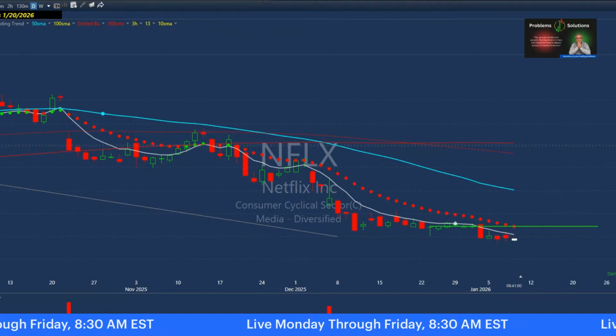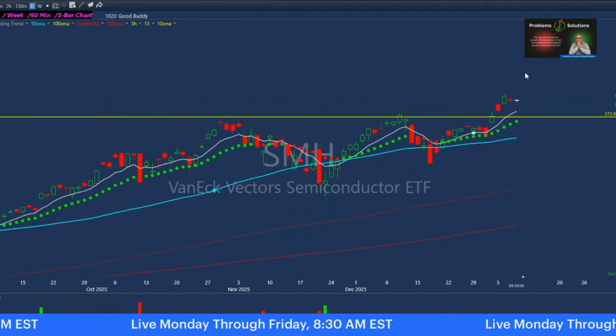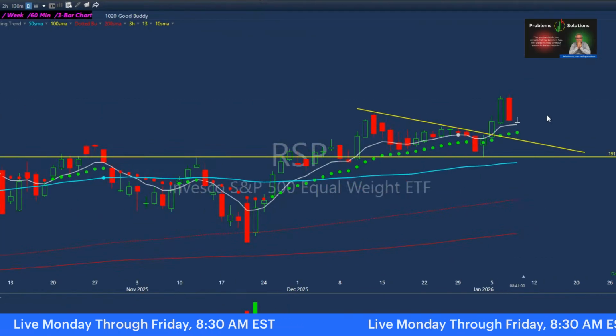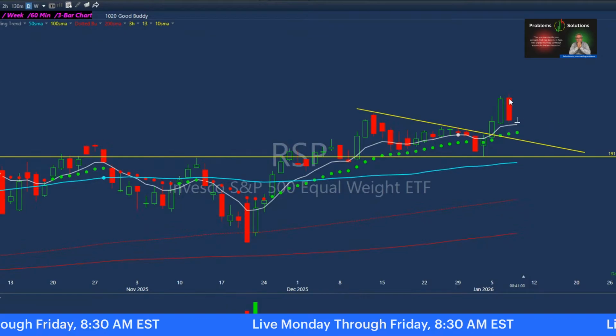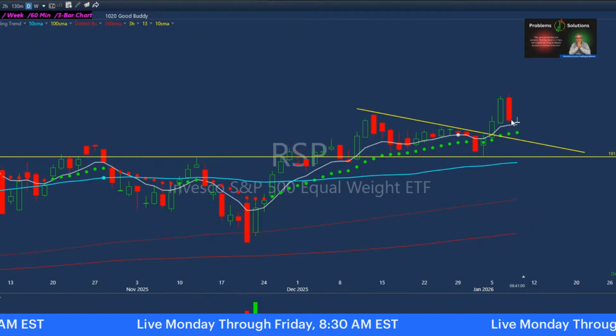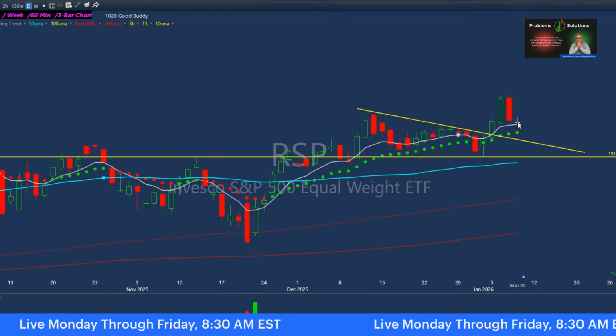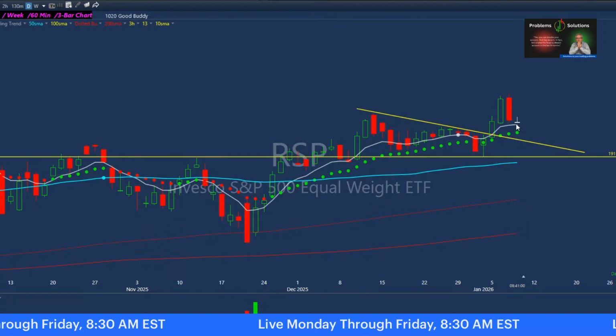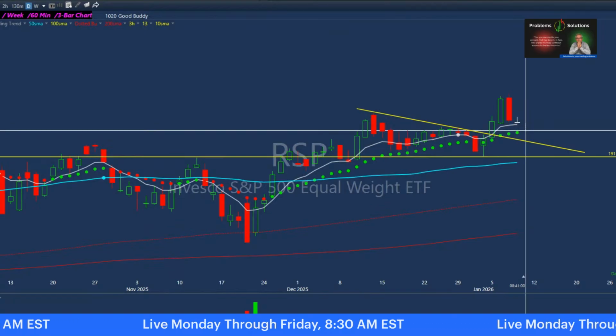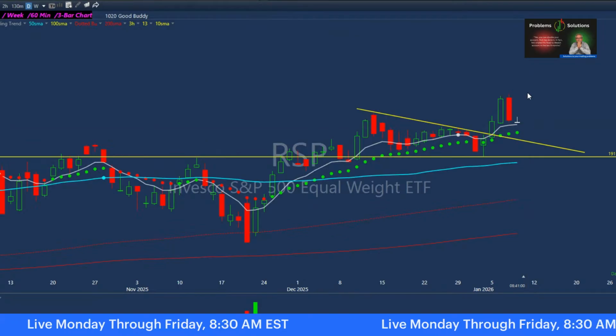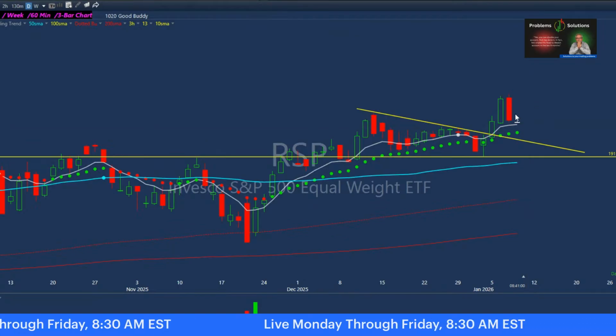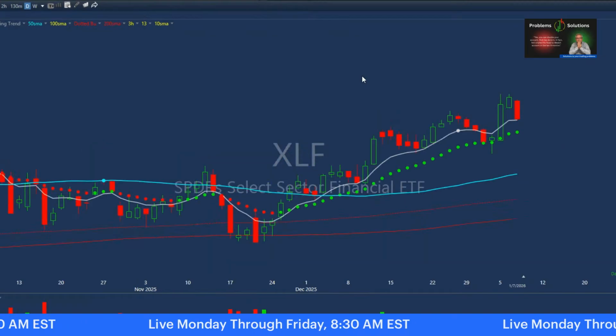Where was I here? SMH, bullish, absolutely bullish. RSP, bullish. We had an ugly down day yesterday, and we're seeing that lower low today. Sure, we're sitting right here on the T line. We could easily come back down to the trend indicator, but that's still going to be a very bullish chart. So RSP is still working for the market.